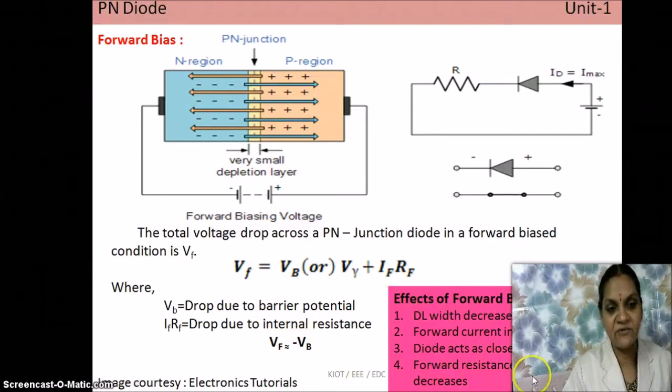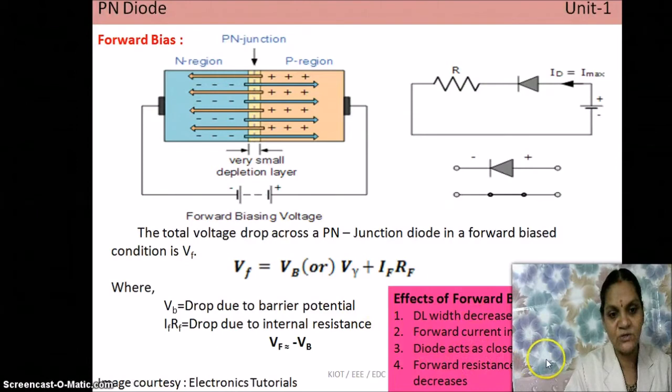And the next is the effect of forward bias. So what are the effects of forward bias? While giving forward bias, what all happens is, due to forward bias, the depletion layer width decreases, because after the 0.7 cut-in voltage, the electrons and holes, that is the charge carriers, start to move on either side towards the opposite terminal of the battery. So the depletion layer automatically decreases and the forward current increases. Since the charge carriers start to move, the current starts to increase.